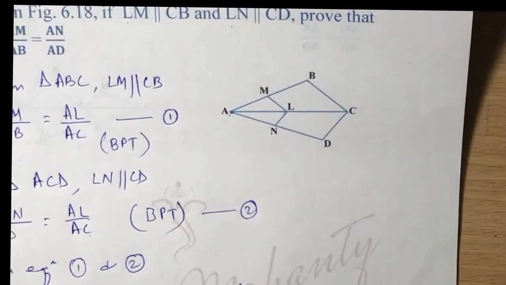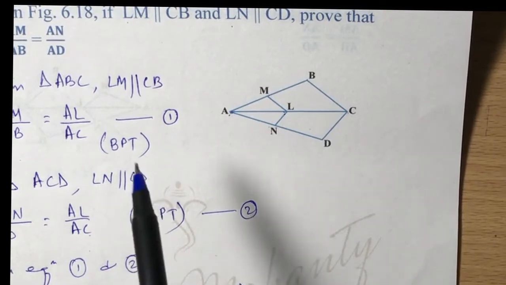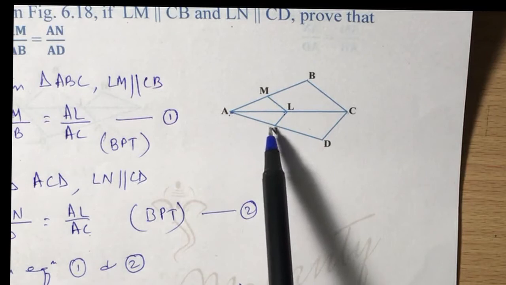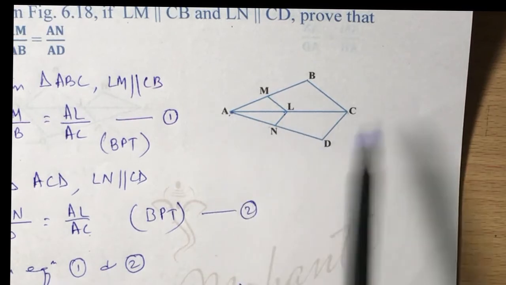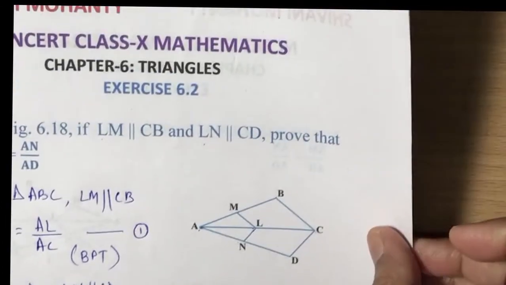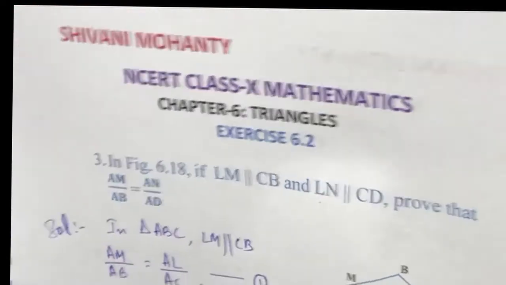Now in question number 3, what was the question? AM by AB should be equal to AN by AD. So we have already proved it. Okay, fine. Now let us go to question number 4.